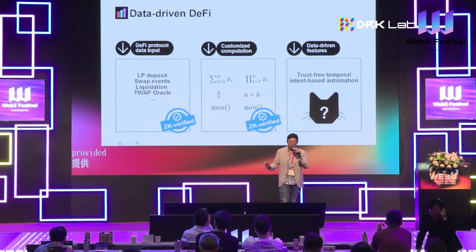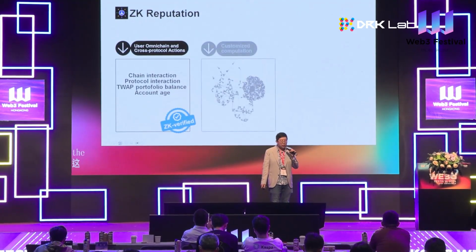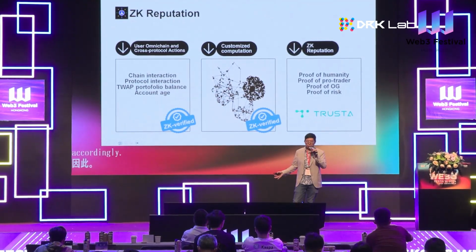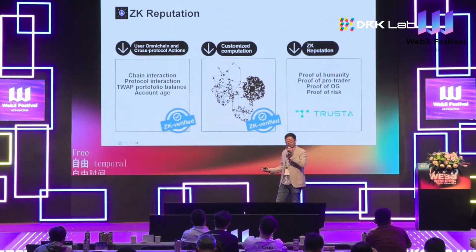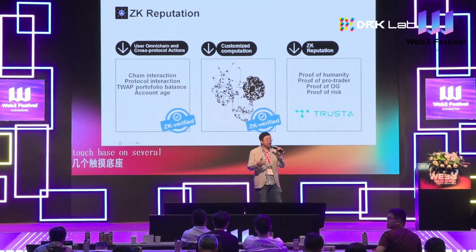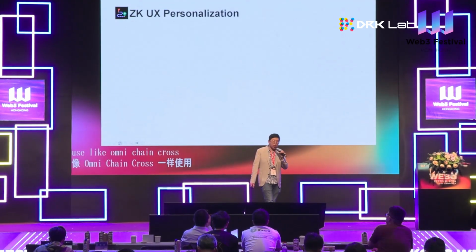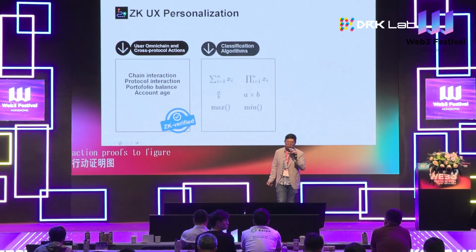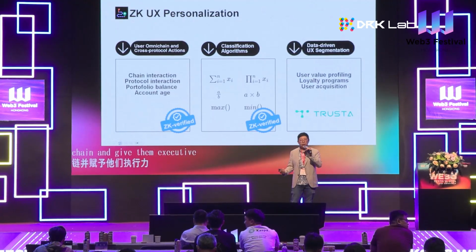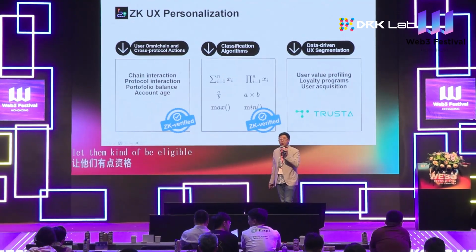There are also things like trust-free temporal intention-based automation, and I just want to touch base on several other things such as ZK reputation, where you use omni-chain cross-protocol action proofs to figure out who the good users are for your protocol and the chain, and give them a ZK attestation of their identity, and let them be eligible for things like airdrops. And also on a per-application basis, you can start to differentiate users based on their historical behavior in the smart contract without introducing any complexity to your smart contract up front, and also have a very dynamic way to adjust that.